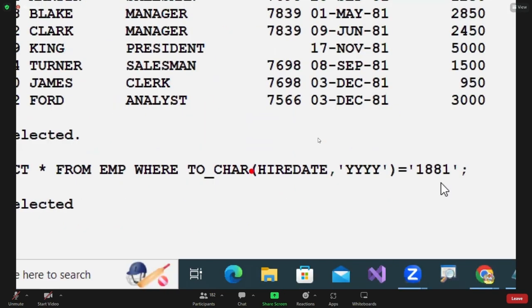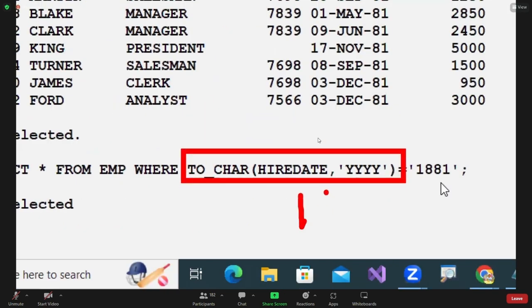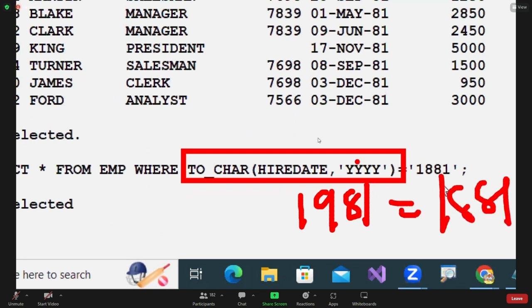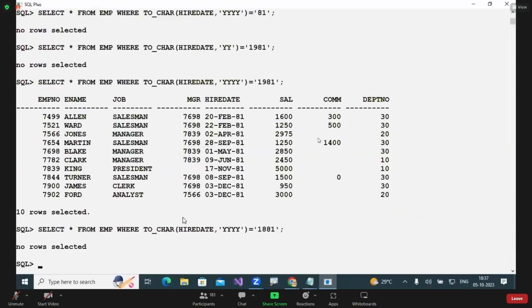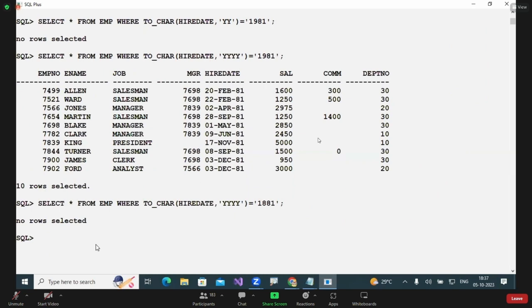Because my function returns 1981 as its return value. But what are you comparing? 1881. Is the condition true or false? So it's not returning any value. Understand now? So now, okay.